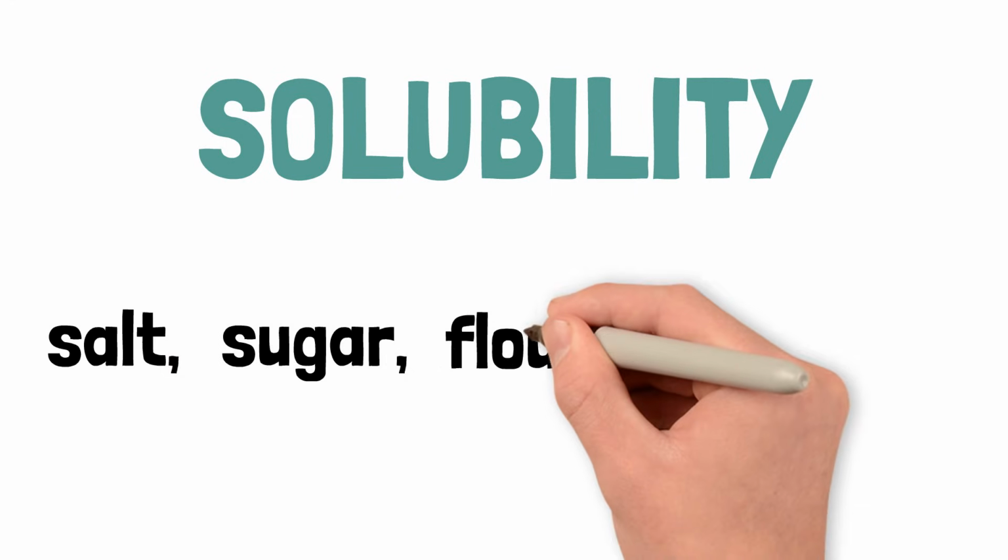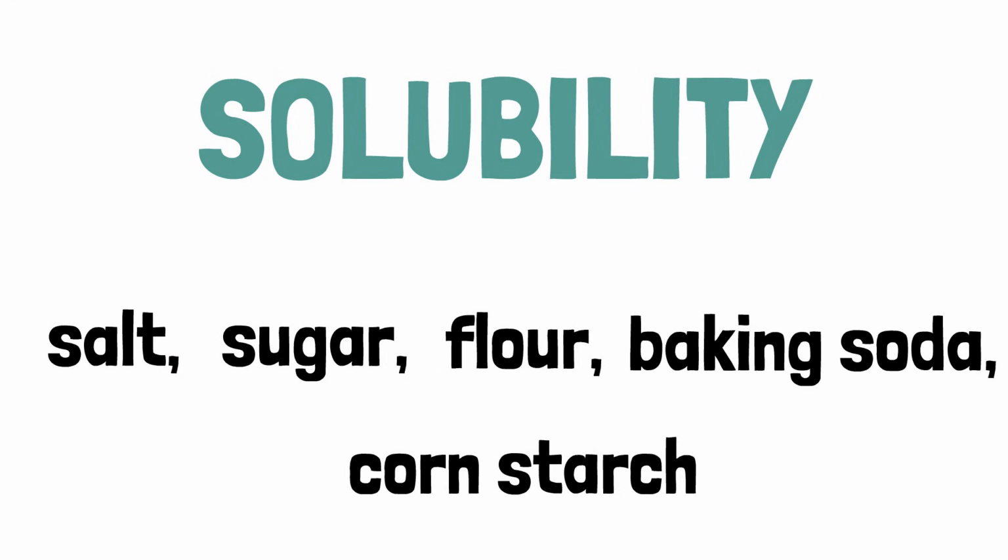Solubility is an amazing scientific principle and can be easily tested at home or in the classroom. Gather up some common ingredients like salt, sugar, flour, baking soda, cornstarch, or others, and mix them with water and observe what happens. Which ones dissolve and which ones don't. See if you can figure out why or why not, and leave your observations in the comments below.